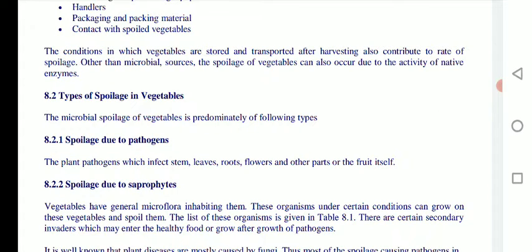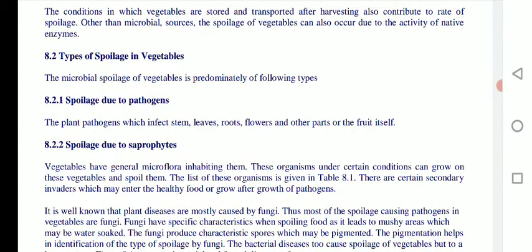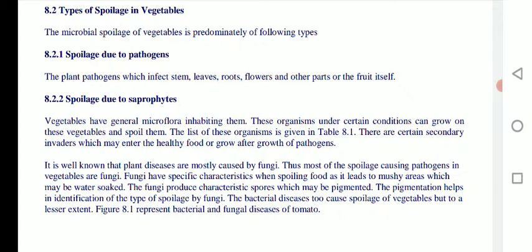The conditions in which vegetables are stored and transported after harvesting also contribute to the rate of spoilage other than microbial sources, and the spoilage of vegetables can also occur due to activity of native enzymes. So besides microbial activity, native enzymes also play an important role in spoilage of vegetables. There are two types of spoilage. First, the spoilage due to pathogens: the plant pathogens which infect stem, leaves, roots, flowers and other parts or the fruit itself. This is the first type of spoilage of vegetables, and it is caused by pathogens.